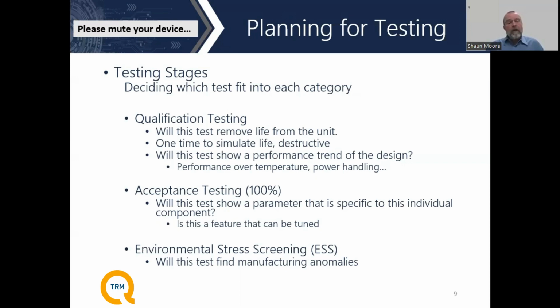The next category is acceptance testing. Based on the qualification testing and the data that we get out of there, a subgroup of testing that is non-destructive will be selected to test on 100% of the parts. This is typically electrical testing to meet the electrical parameters, as well as dimensional measurements to make sure that the part dimensionally meets all of its requirements.